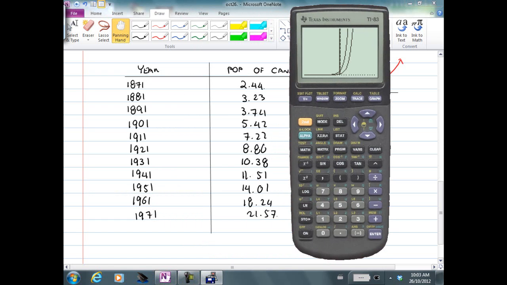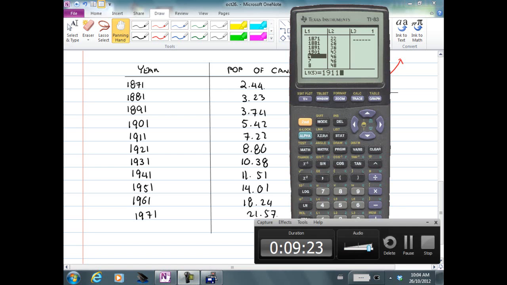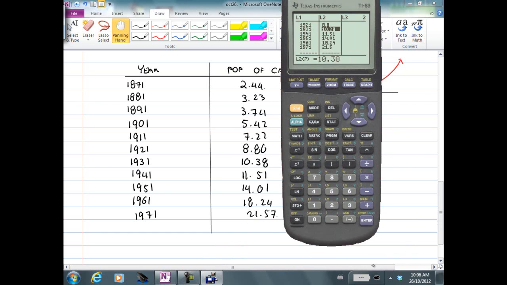What we're going to do now is I'm going to clear all this up. I go y equals, I'll make sure your y is all clear. There should be nothing in your y stuff. Go stat, edit. Now we'll bring you to the screen. So again, we just delete all this stuff right now. Or I just go 1871, 1881, just punch it in. 1891, 1901, 1911. I'm gonna pause it and just fill this in. So guys, gals, the table is entered now.